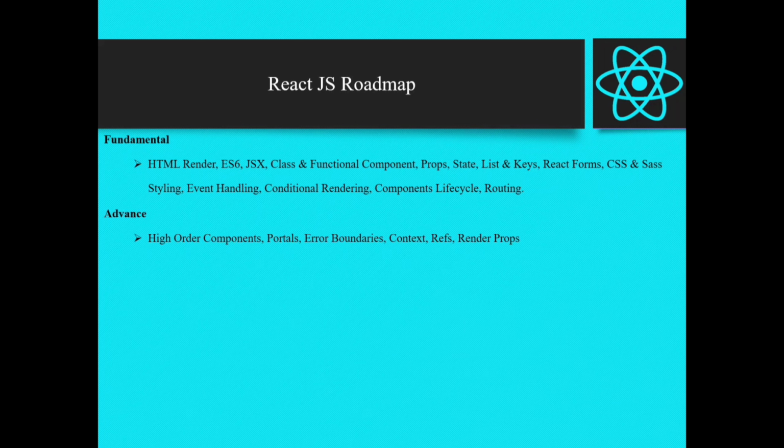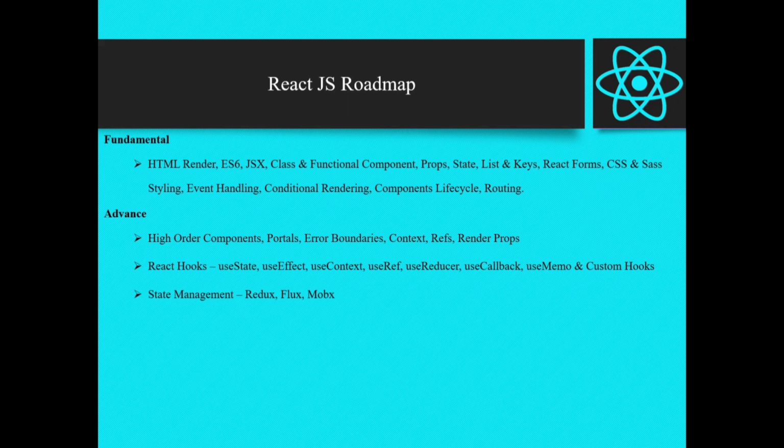Advanced topics contain higher order components, portals, error boundaries, context, and render props. And React hooks is a very important topic in React.js. It has multiple hooks: useState, useEffect, useContext, useReducer, useCallback, useMemo, and custom hooks. Okay, and state management. For managing the state, React has three things: Redux, Flux, MobX.